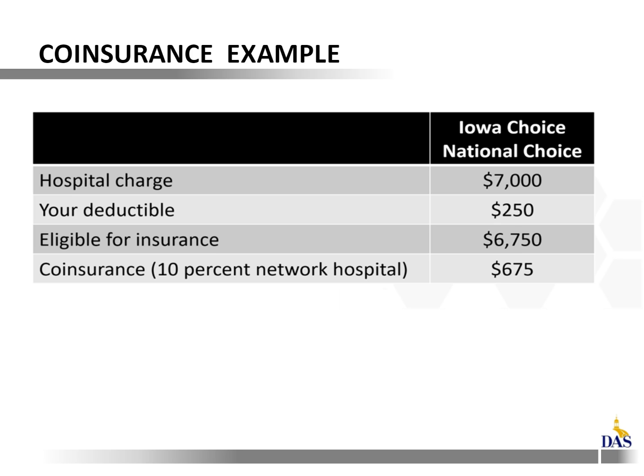Returning to our inpatient hospital example. After meeting the deductible of $250, coinsurance is applied to the remaining balance of $6,750. Assuming the hospital is in-network, the coinsurance is 10% or $675. The total cost to the patient is $925, $250 deductible, plus $675 coinsurance.